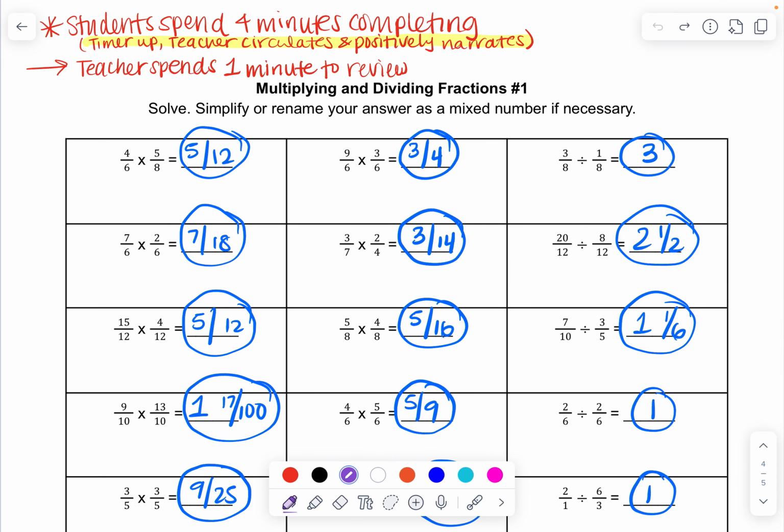For their sprint today, they are going to be continuing multiplying and dividing fractions. So choose the questions that you think are best aligned to their practice today.